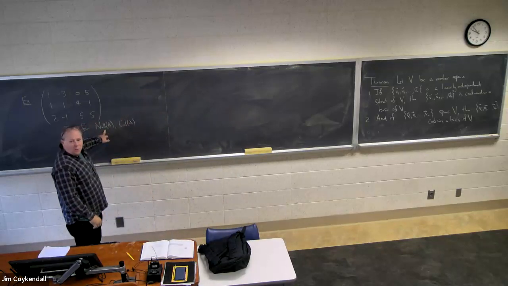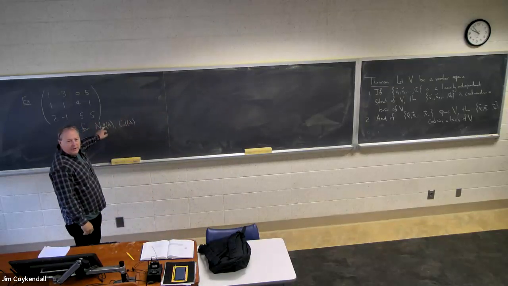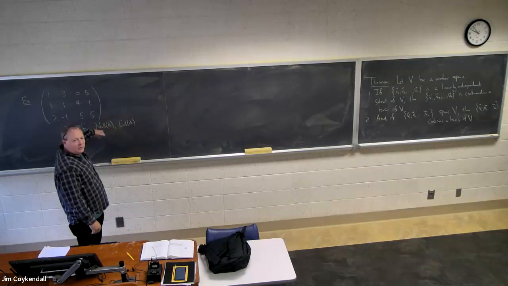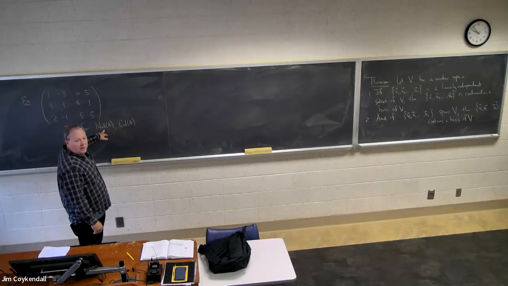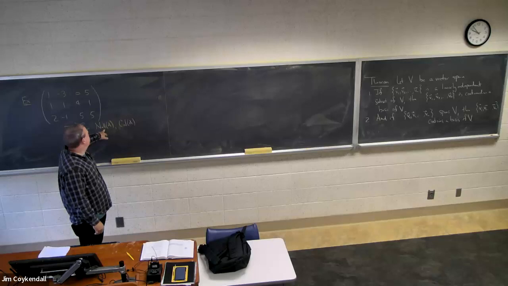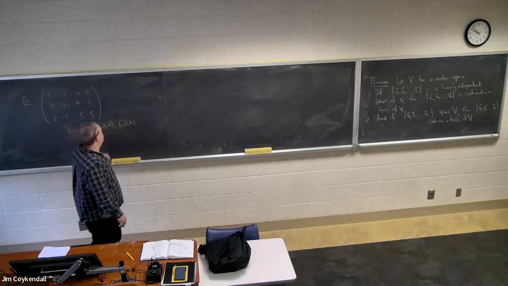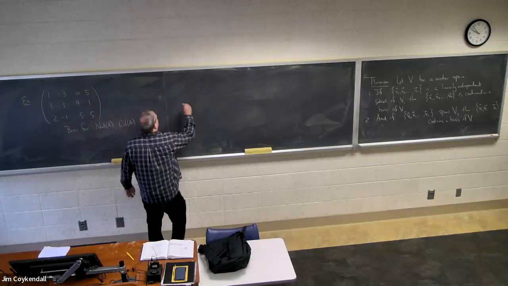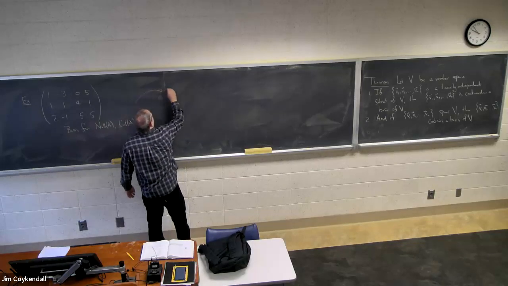What is null A? In this case, it's solutions to AX equals 0. But in general, null A is also the kernel of the linear transformation, the set of things that go to 0 under a linear transformation. So let's roll with this matrix here.